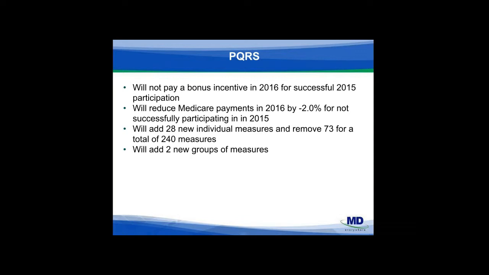For 2015, there are 28 new individual measures being added, and they're removing 73 of the total 240 measures, as well as 2 new group measures being added. So for all eligible providers, it's important to make sure the qualification within 2015 is done from a participation standpoint, to mitigate the need for Medicare to take the 2% reduction in reimbursement starting in calendar year 2016.